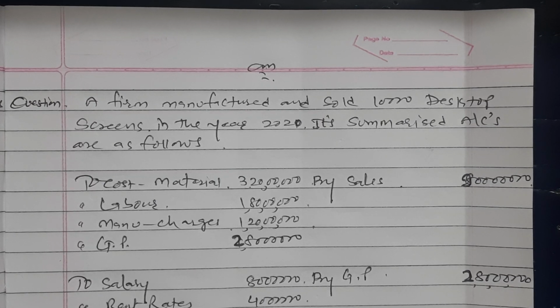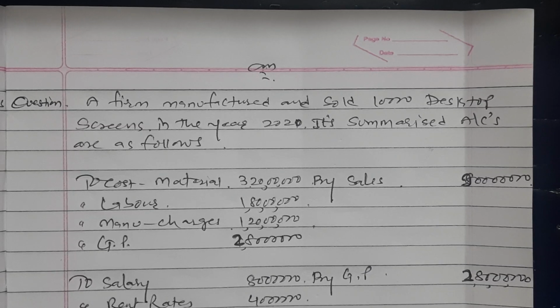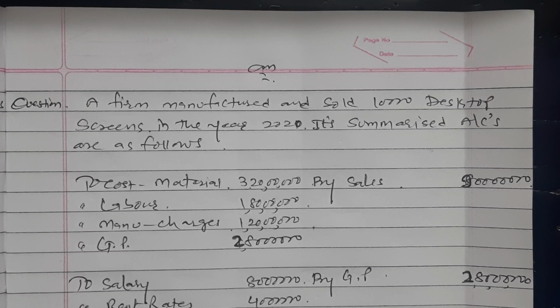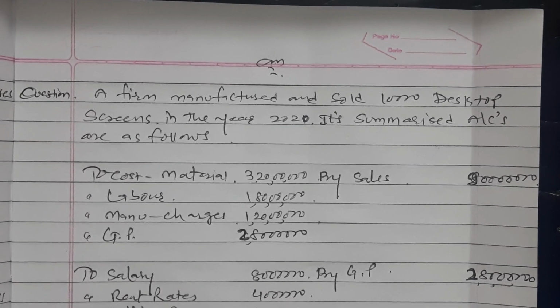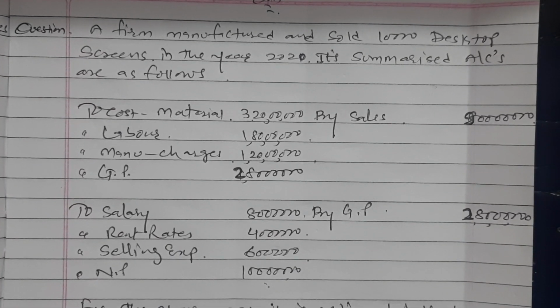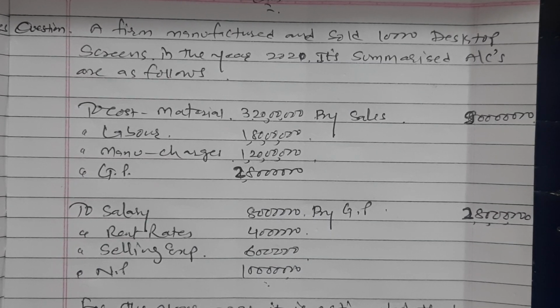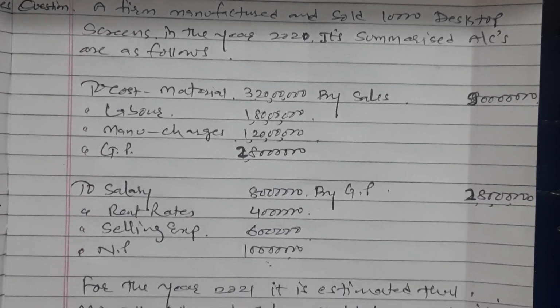That means trading and profit and loss account is given. On the debit side, it is a cost of material 3 crore 20 lakh, labor 1 crore 80 lakh, manufacturing charges 1 crore 20 lakh, and sales is 9 crore. In this way, GP is 2 crore 80 lakh. While the profit and loss account shows salary 80 lakh, rent and rates 40 lakh, selling expenses 60 lakh, and in this way, net profit is 1 crore.